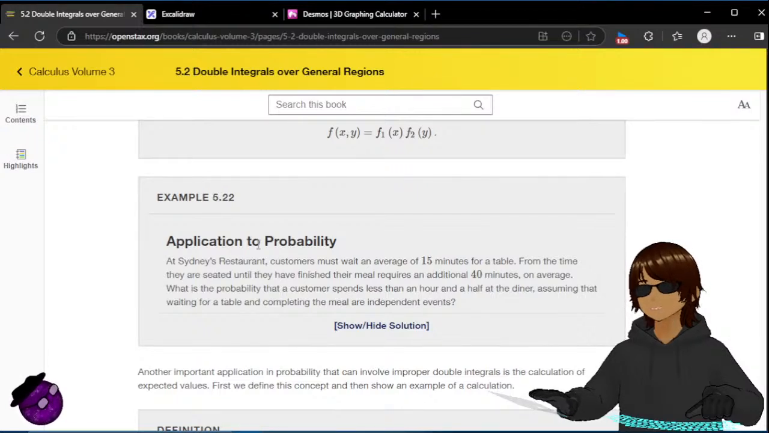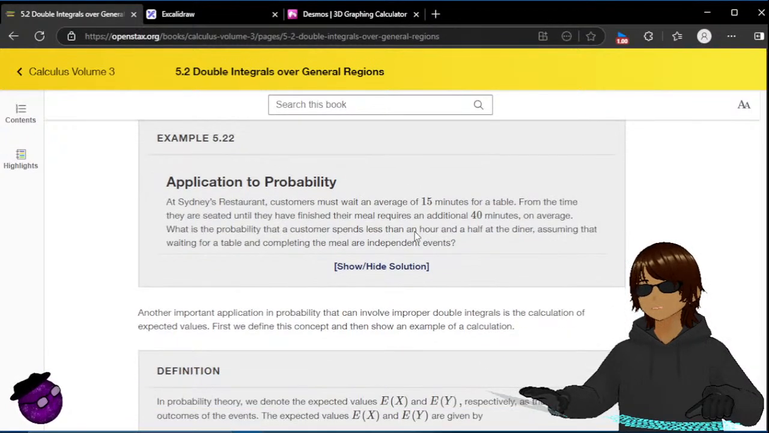At Sydney's restaurant, customers must wait an average of 15 minutes for a table. From the time they are seated until they have finished their meal requires an additional 40 minutes on average. What is the probability that a customer spends less than an hour and a half at the diner, assuming that waiting for a table and completing the meal are independent events?